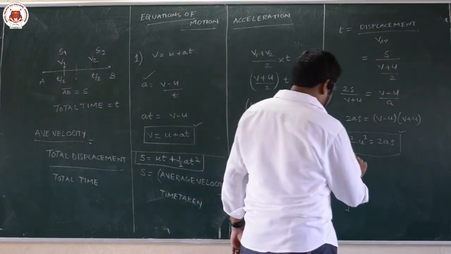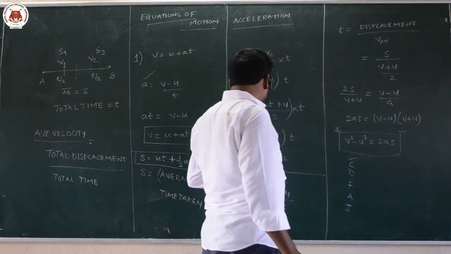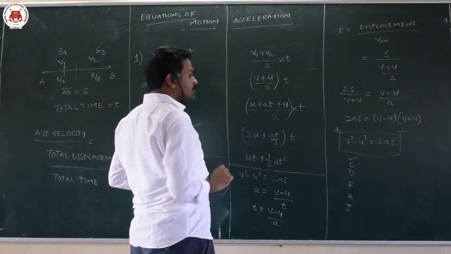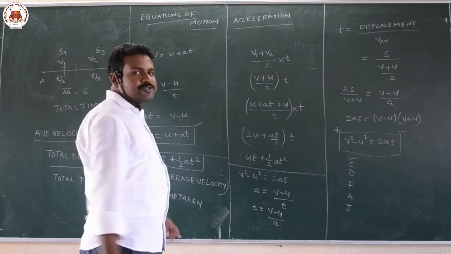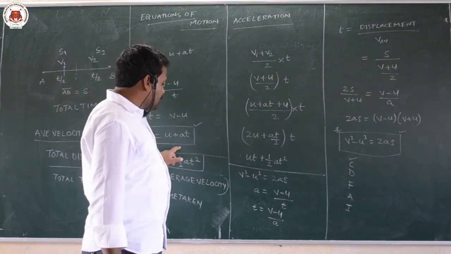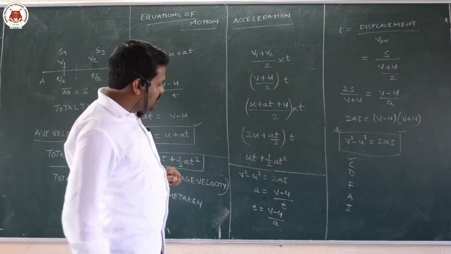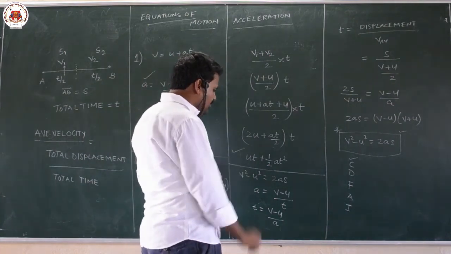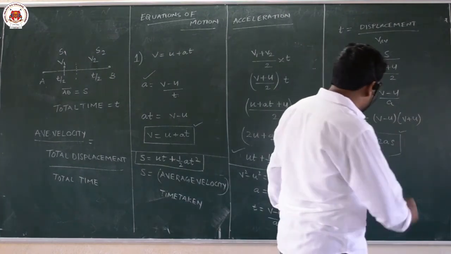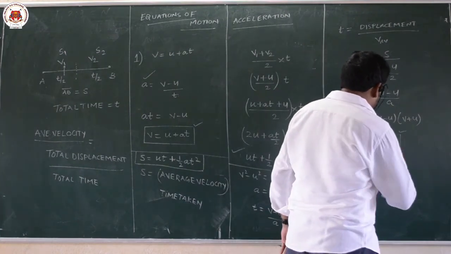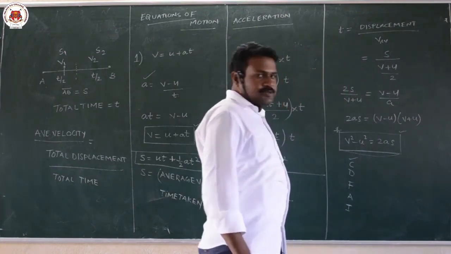So from the basic concept of motion I have defined what is acceleration. From the definition of acceleration we have written the first equation of motion. Again, from the definition of average velocity we have calculated s is equal to ut plus half at square. Again, v square minus u square is equal to 2as. So these are all the equations of motion.